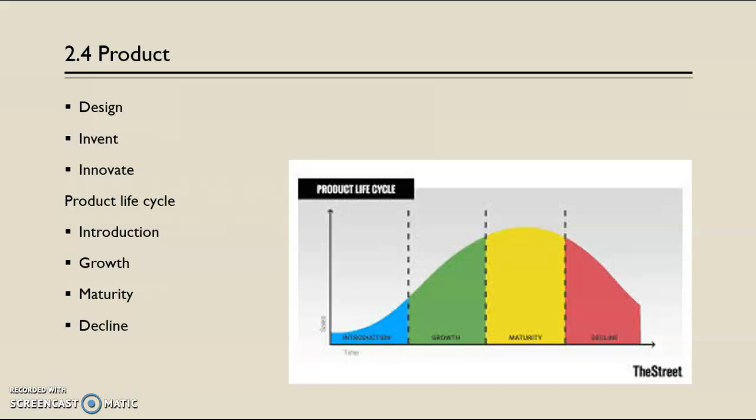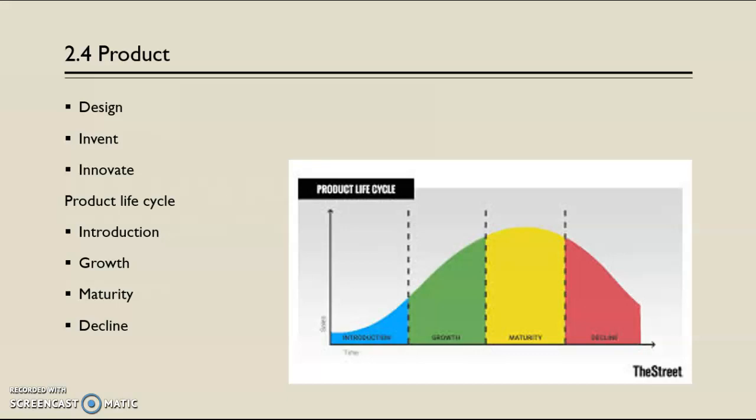The second strand to the product is the product life cycle. You can see a picture there. You may be asked to draw this. More likely, you'll be asked to comment on it. And we're just focusing on the four different stages there. So, what happens with introduction, growth, maturity, and decline.